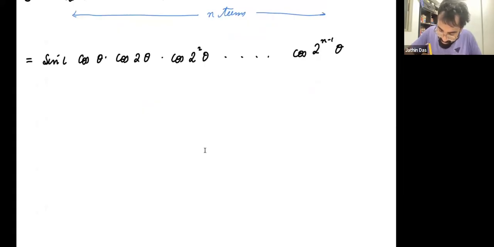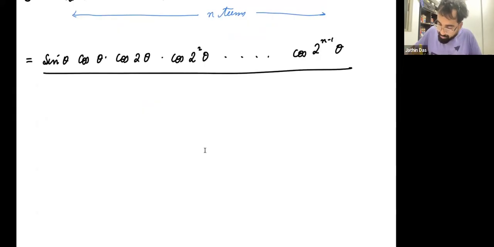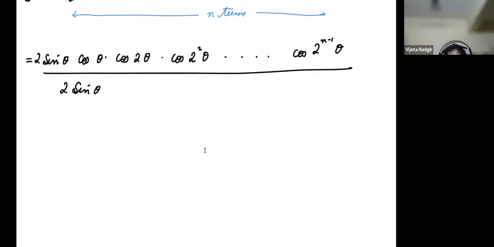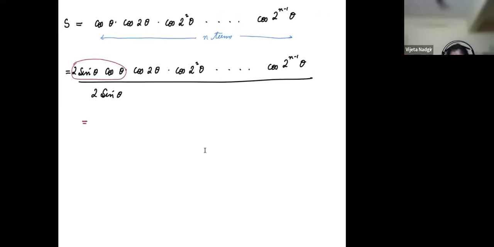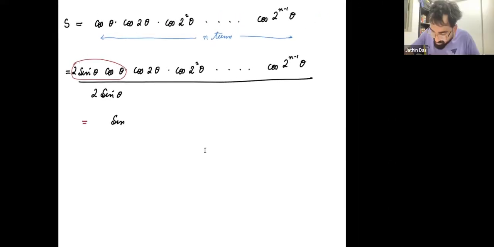So I'll multiply sine and I'll divide by sine. And I'll also multiply by 2, if you want, no problem. So what is this? Sin 2 theta. So I'll write it as next. So now the whole thing comes as this.